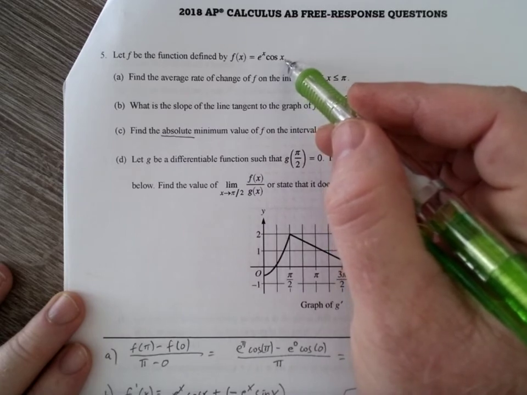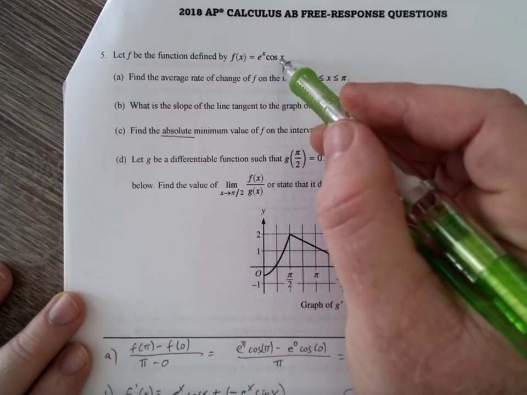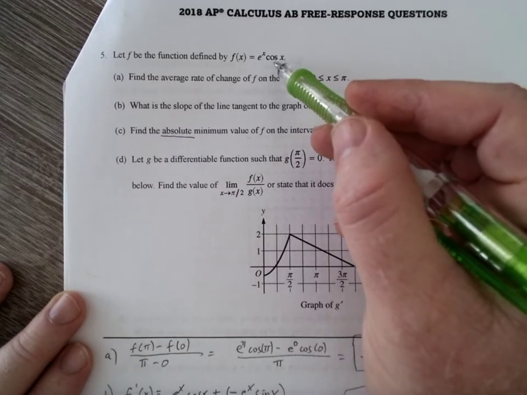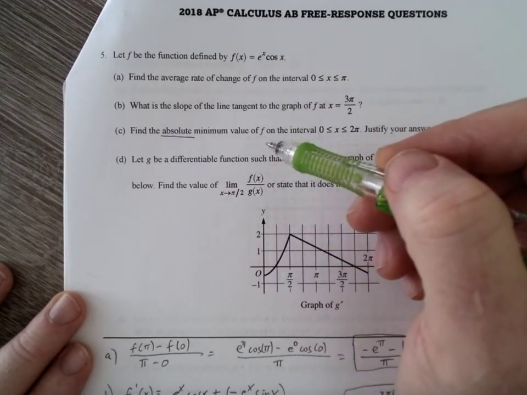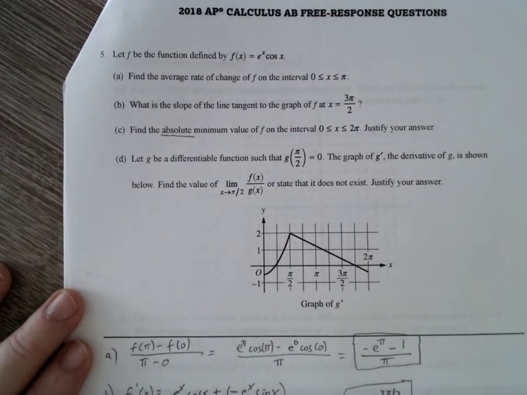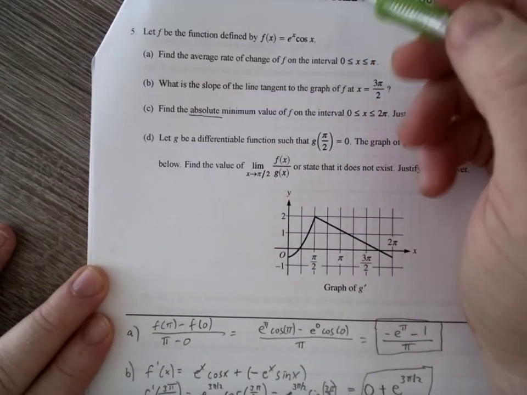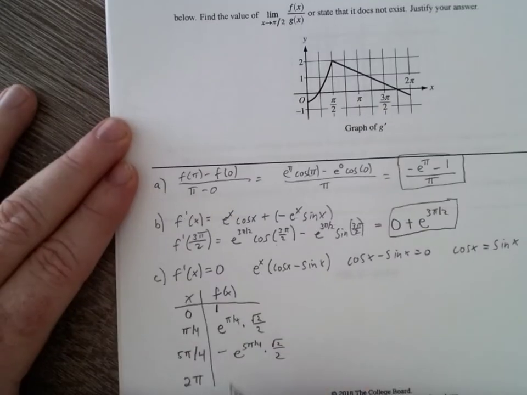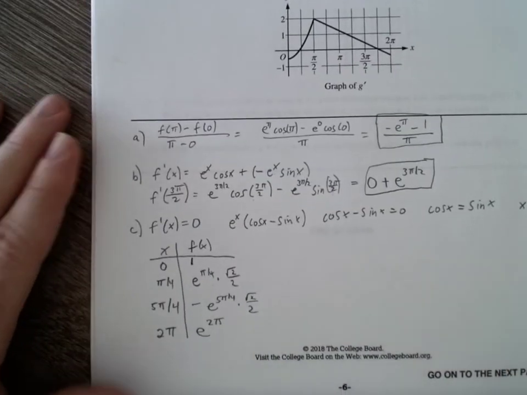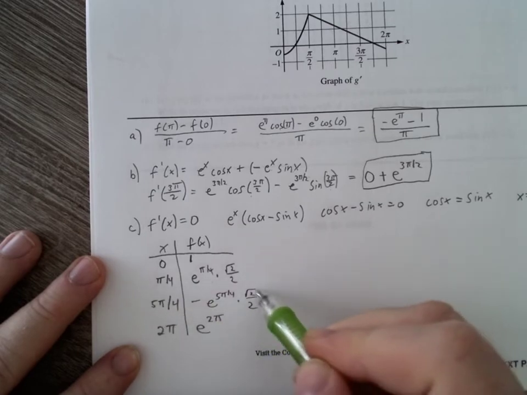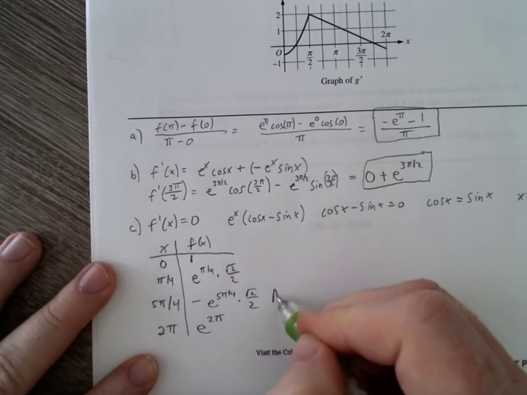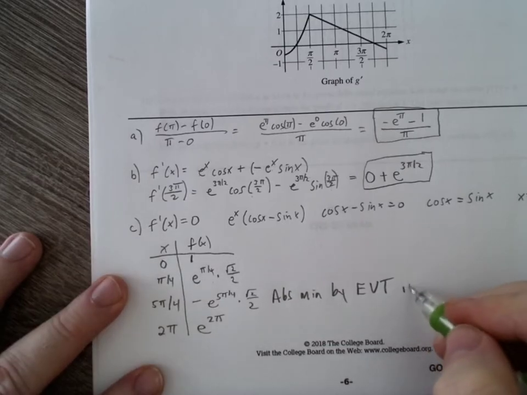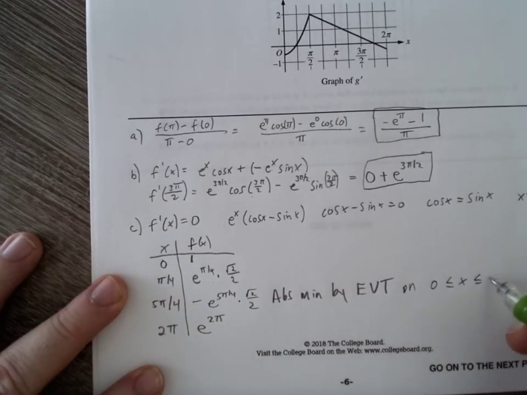The cosine of 2 pi is actually 1. And then we have e to the 2 pi. We have e to the 2 pi, that's right, I'm not confused. So the cosine of 2 pi is 1, and then you have 1 times e to the 2 pi. You get e to the 2 pi. All right, so obviously this one right here is our minimum. So we're going to say absolute min by EVT on the interval 0 to 2 pi.